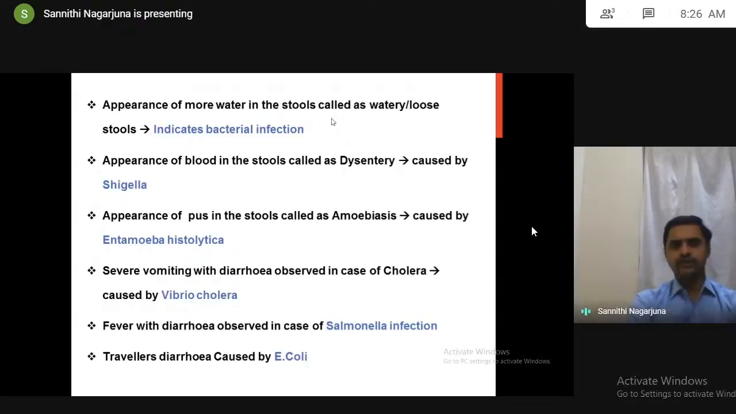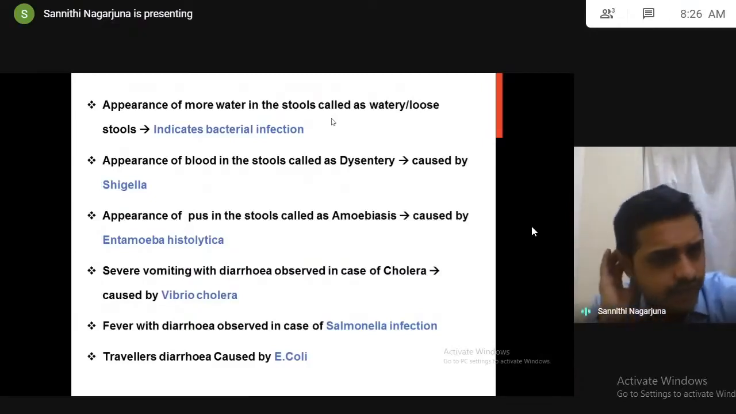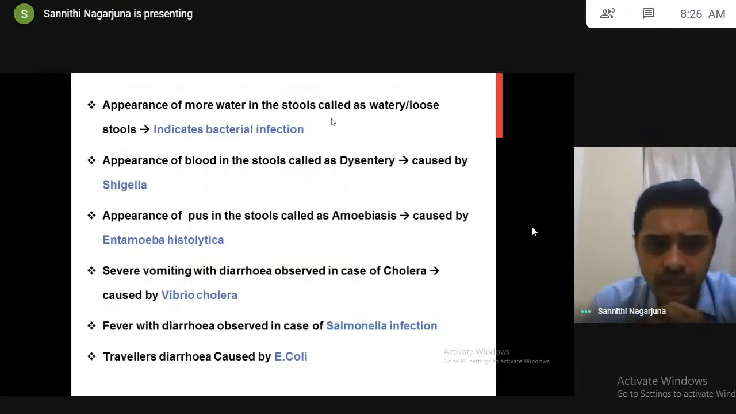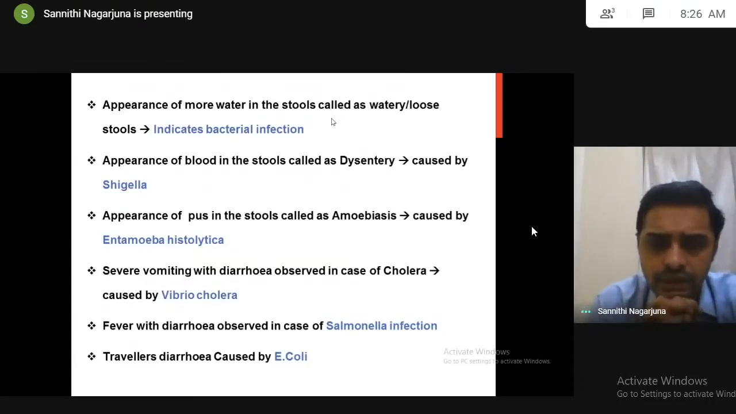If you have blood in the stools, which is called dysentery, that is caused by Shigella. If you have pus in the stools, that is called amoebiasis, which is caused by Entamoeba histolytica. If you have severe vomiting with diarrhea, which is observed in case of cholera, caused by Vibrio cholerae. Fever with diarrhea is observed in case of Salmonella infection.